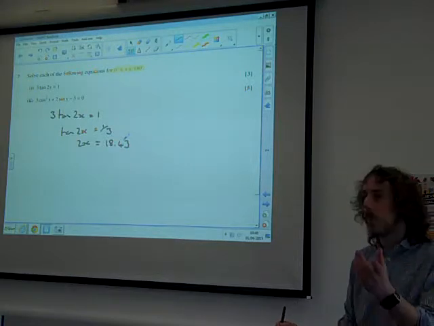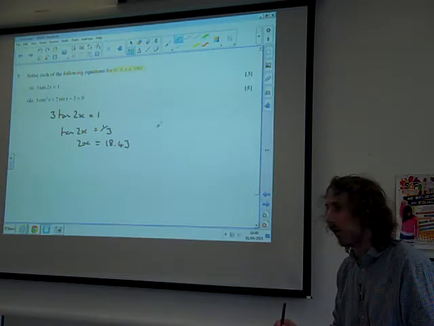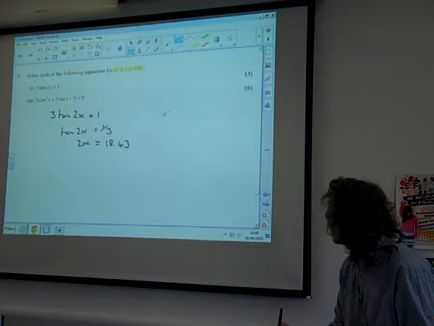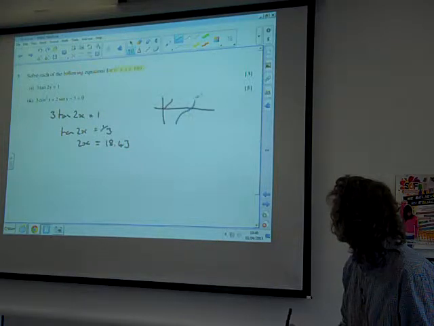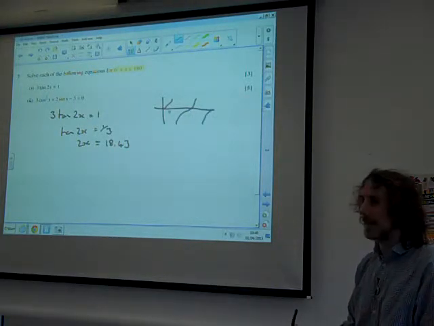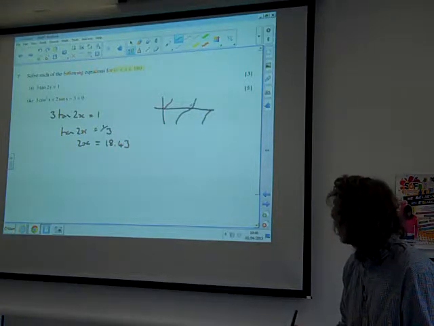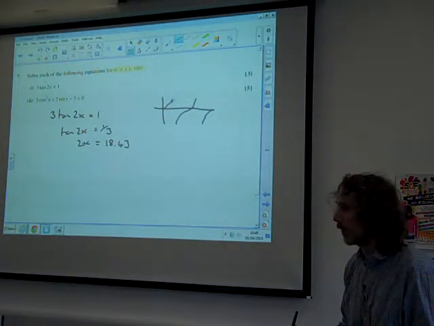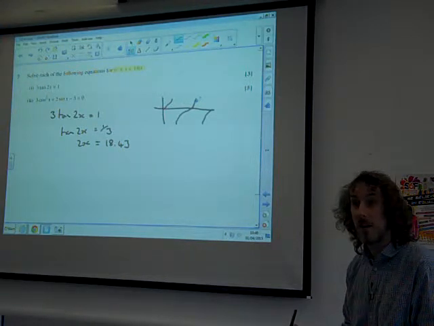Excellent. Now, of course, we need a second value for this, don't we? Depending on what your method is, you're either going to go to your tan graph. There, which looks vaguely like that. And you get 18.43 there. Your next value would be 18.43 after 180. So that would be your next value.